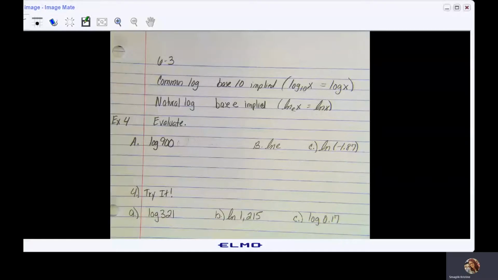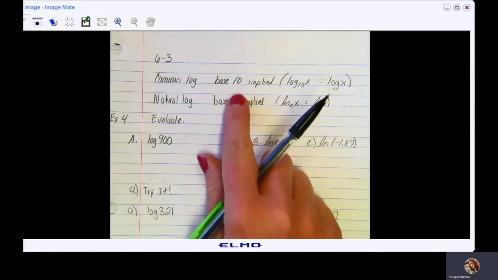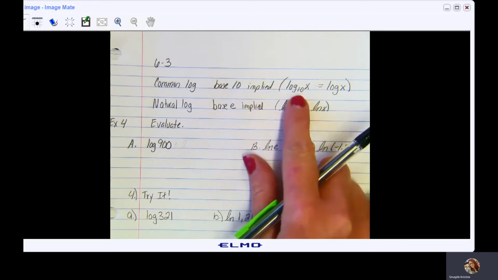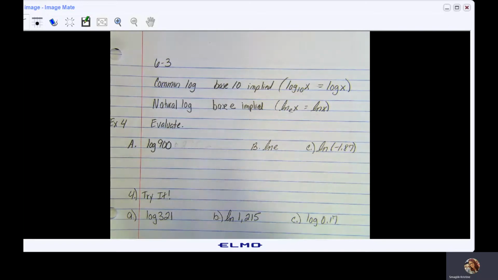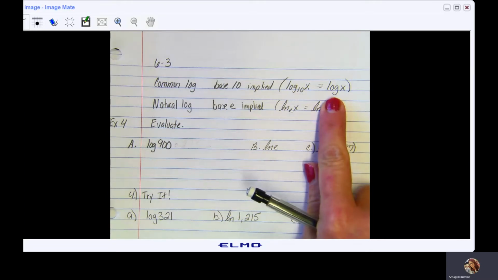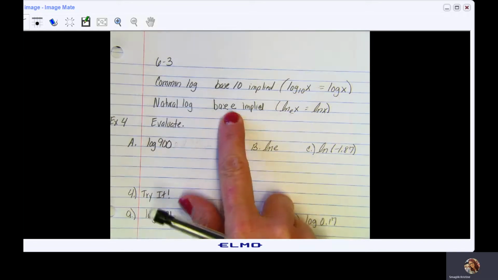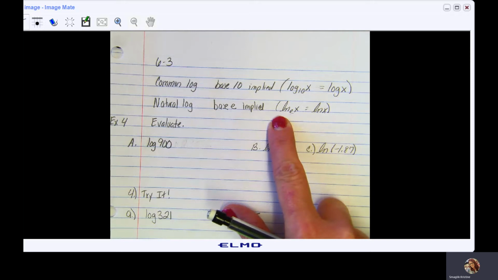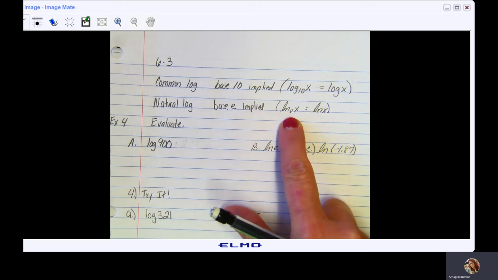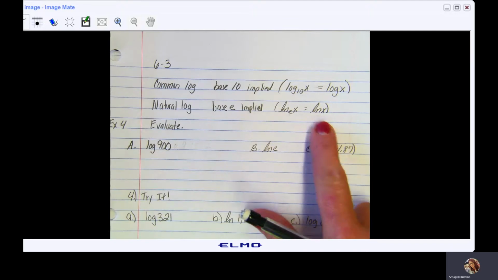In this video, we're going to talk about common logs and natural logs, and we are going to use a calculator to evaluate. So a common log, base 10 is implied. Here we see the base, that subscript of 10. Well, if it's the common log, you're just going to see log x, or log of whatever the argument is. Natural log, base e is implied. So in other words, ln is the notation we use for natural log, with a base of e, and the argument is x. Here's what you would see, just ln x.